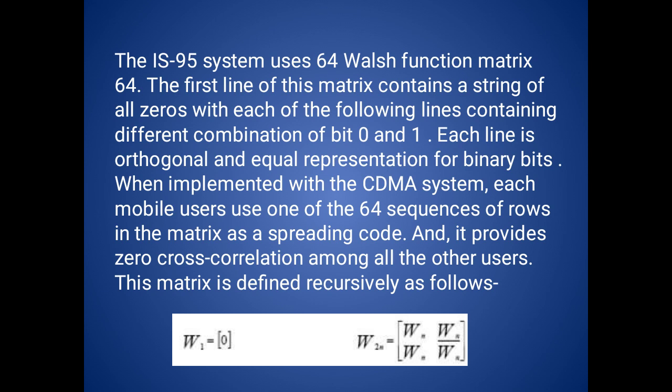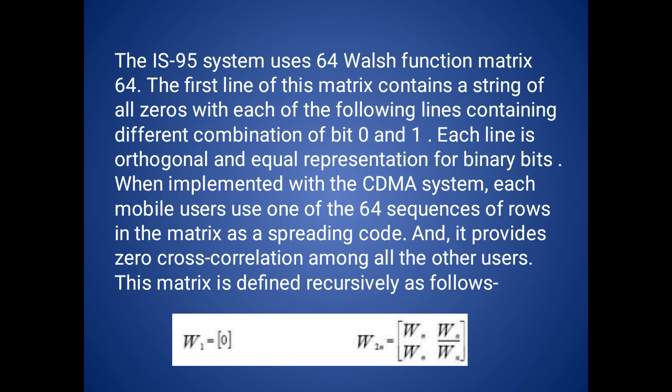You have already done correlation, autocorrelation, cross correlation, differences, properties, etc. Correlation means similarity between objects, if you remember shortly. What is it telling? It provides zero cross correlation among all the other users. This matrix is defined recursively as follows.